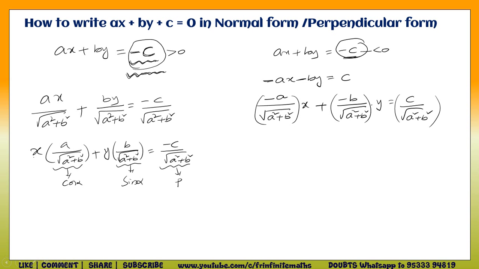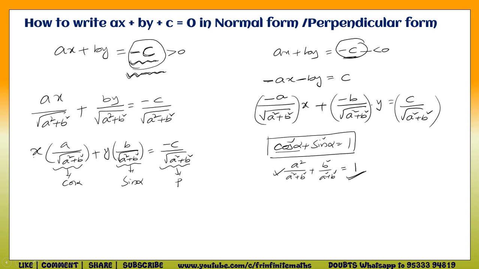Some may have a doubt: why are we dividing with root a square plus b square? Now if you see, we know cos square alpha plus sin square alpha is equal to 1, right? So this is nothing but my identity. I need to obtain this identity. Now when I consider a by root a square plus b square and b by root a square plus b square, if I square it, what am I going to get? a square by a square plus b square plus b square by a square plus b square, which gives me 1. So when I consider cos alpha as a by root a square plus b square, it is satisfying my equation.